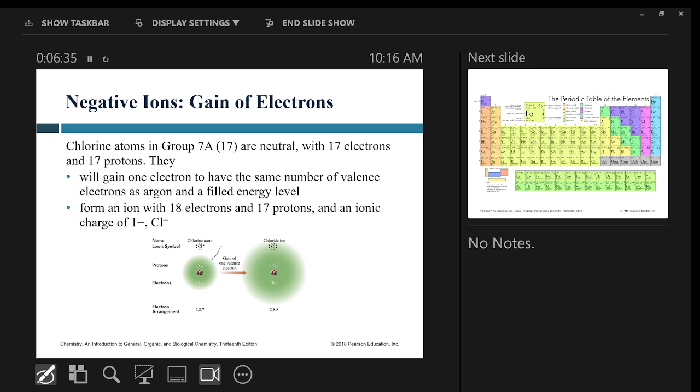So, this is a negative ion. This can be chlorine. It has gained 1 electron, and thus it has become larger, right? And again, if we look up at chlorine, we notice it's 1 step away from being a noble gas, isn't it? So if it gains 1 electron, it's going to end up with a noble-like configuration.